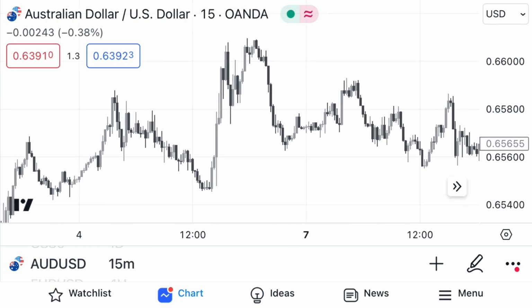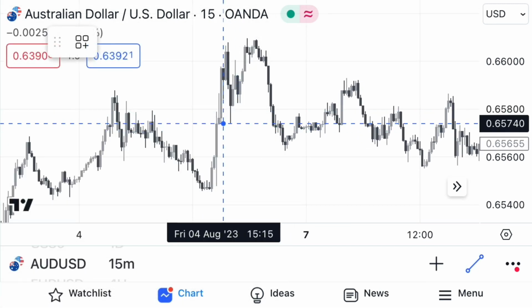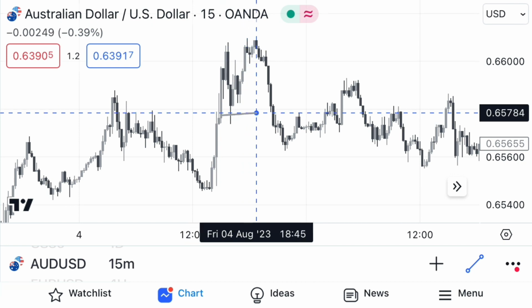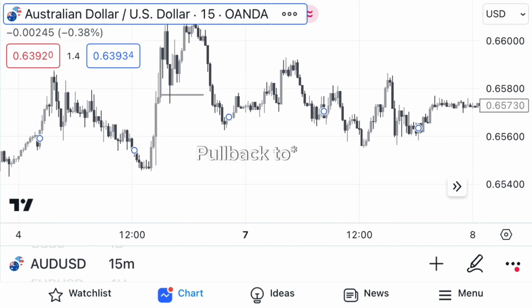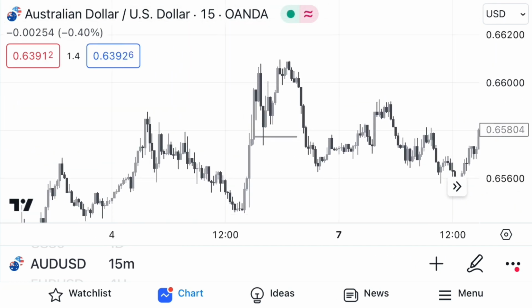Before each and every trade, the first thing I'd like to look for is a break of structure. A break of structure gives us our entry point and it tells us exactly where the market will pull back from so that we can get our entry.